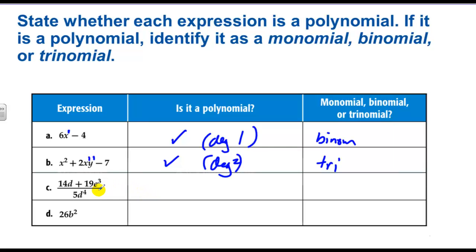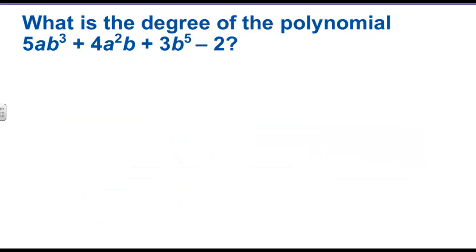In this case, we notice we have a 5d to the 4th in the denominator, right? And what that's going to do is it's going to create a negative exponent, so this is not a polynomial. And then that just rules all this out. And finally, we have 26b squared. That's a monomial term because it's only 1, and it is a polynomial.